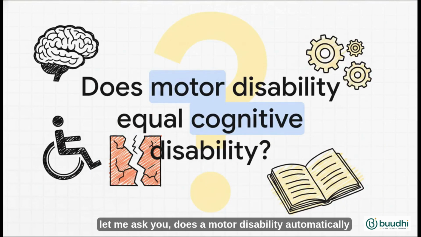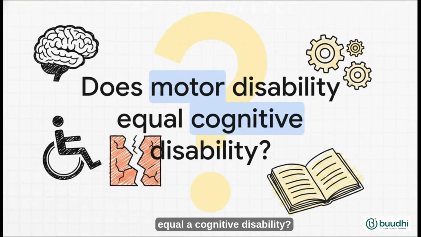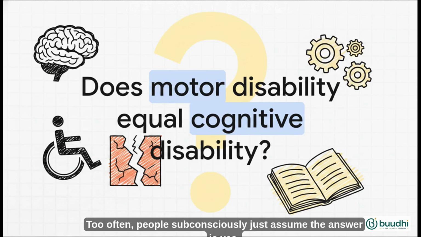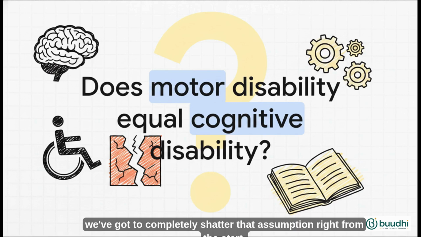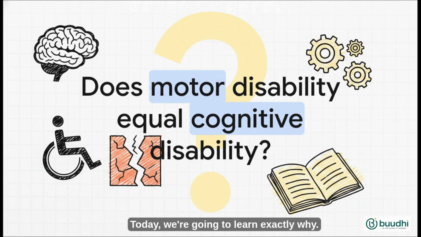So let me ask you, does a motor disability automatically equal a cognitive disability? Too often, people subconsciously just assume the answer is yes. But as educators, we've got to completely shatter that assumption right from the start. Assuming physical limitations somehow dictate intellectual capacity, that's honestly one of the biggest disservices we can do to our kids. Today, we're going to learn exactly why.